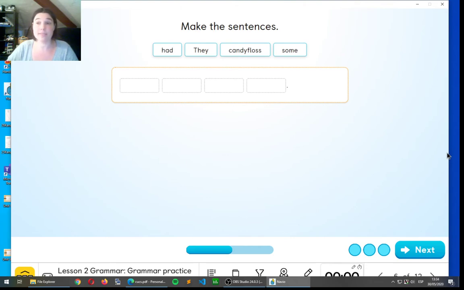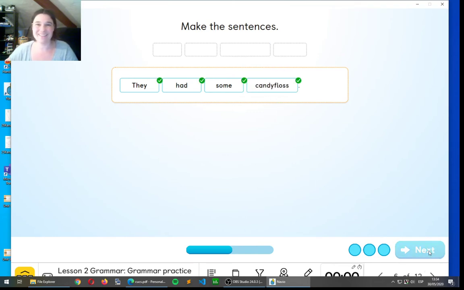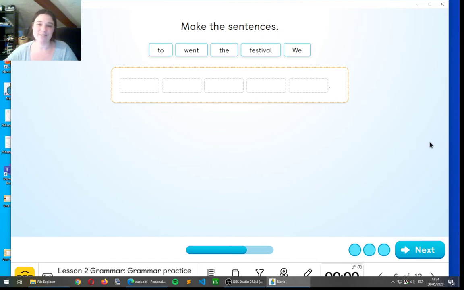Now this is another sentence, not a question, a sentence. How do we start the sentence? Very good. The person, they. Then we put the action. Had some... What did they have? Candy floss. Well done. Okay, let's look at the next one.